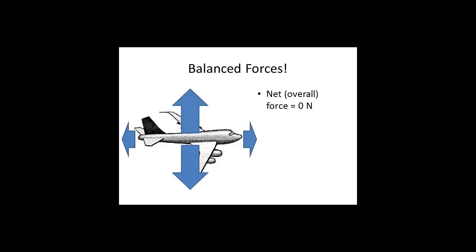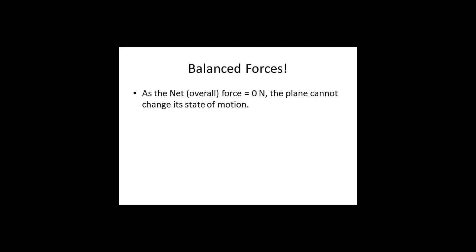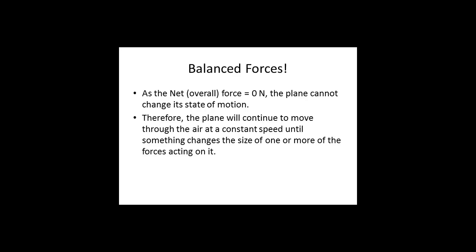So when we look at all four forces together, we have 0 newtons in the vertical direction and 0 newtons in the horizontal direction, which gives us a net force on the entire aircraft of 0 newtons. And that means, of course, that the plane cannot change its state of motion, which means it will continue to move through the air at a constant speed. That's a vertical speed and a horizontal speed, until something changes, and that could be the pilots increasing the thrust, decreasing the thrust, or angling the plane to go up or down.